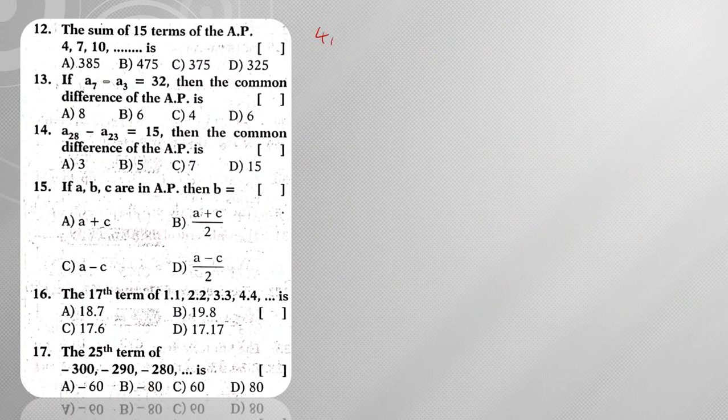Here the terms are given as 4, 7, 10 and so on. Now he is asking you to find the sum of 15 terms. Sum of 15 terms means, first of all you need to find the 15th term. The 15th term I can write as a plus 14d, which is nothing but 4 plus 14 into, what is the common difference here? 7 minus 4, which is nothing but 3. So 4 plus 14 threes are 42. So 42 plus 4 is 46. So we got the 15th term.